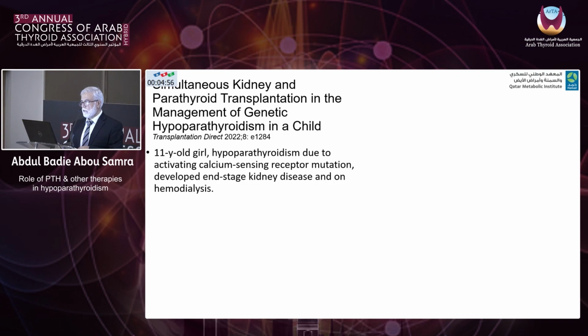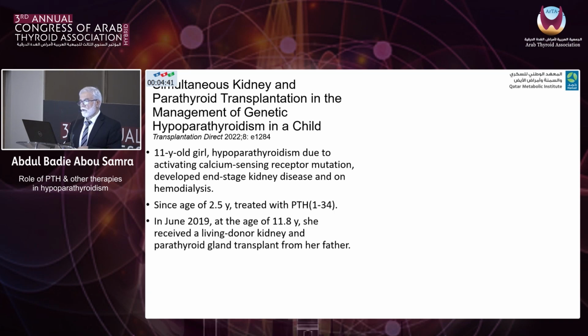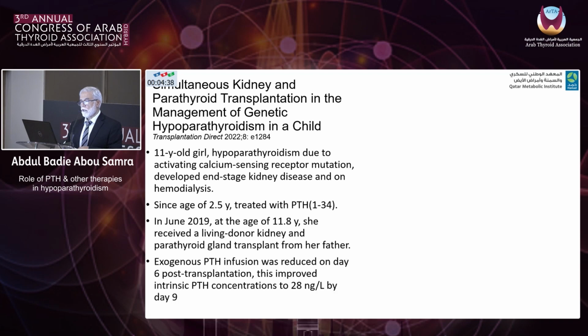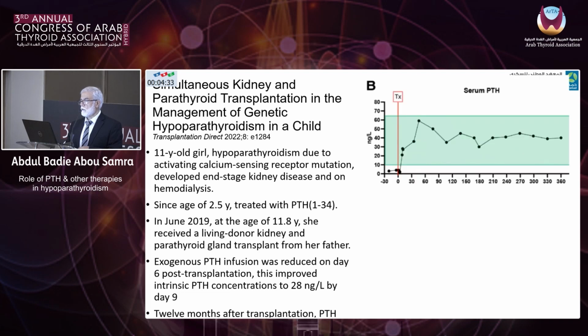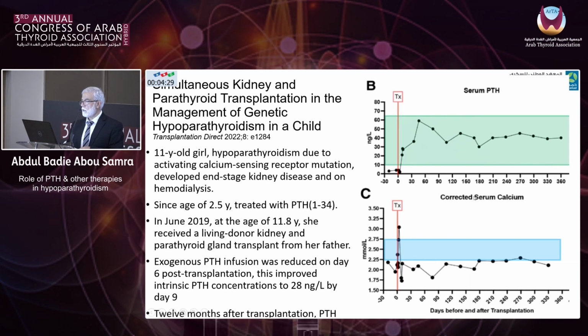Parathyroid gland transplantation, this is a case from the literature. This is a girl who had genetic hypoparathyroidism, and it turned out she had end-stage kidney disease. She required a kidney transplant. Her father gave her a kidney and one parathyroid gland. She was transplanted, and then serum PTH actually normalized, and calcium came close to normal. So potentially you can do that, but this is not a common treatment.